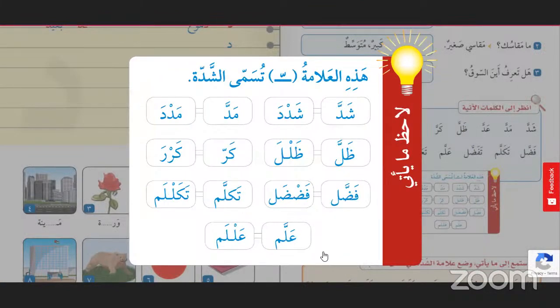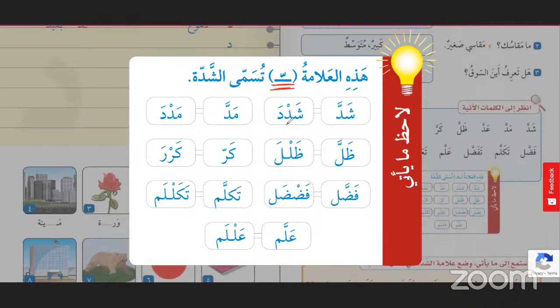This sign is called the shadda. That's what they're teaching you. The sign over here, the one that I just underlined, is called a shadda. Many of you know, how do we read a shadda?